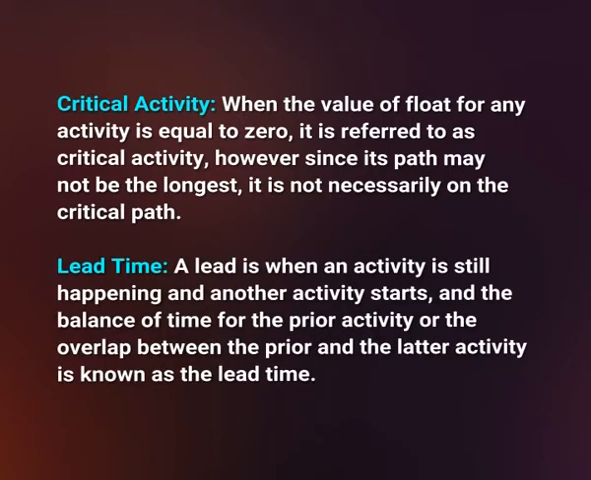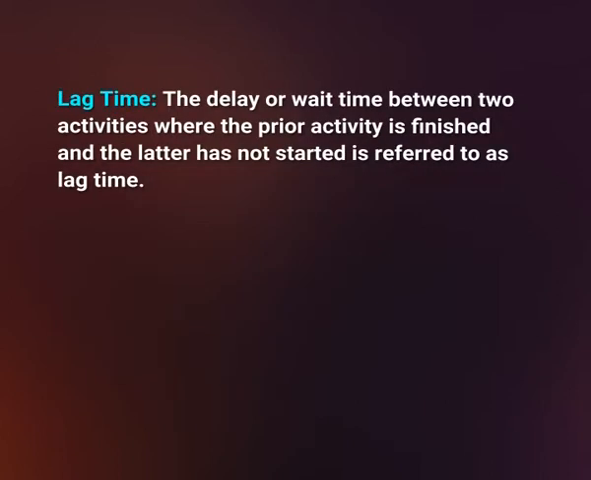Lead time. A lead is when an activity is still happening and another activity starts, and the balance of time for the prior activity or the overlap between the prior and the later activity is known as the lead time. Lag time. The delay or wait time between two activities where the prior activity is finished and the later has not started is referred to as lag time.